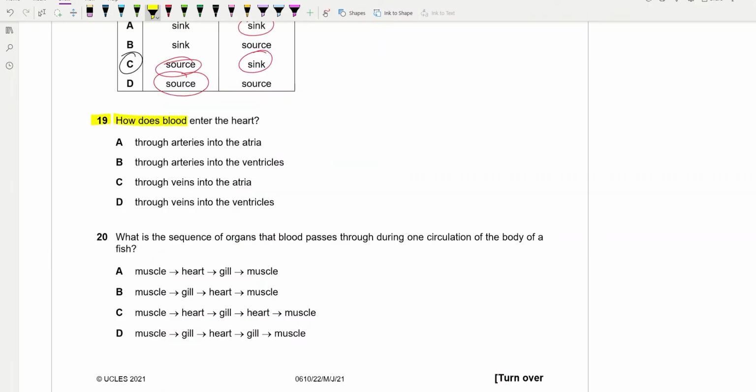Question number 19. How does blood enter the heart? So, the blood enters through the veins into the atria. So, the correct option would be option C. Question number 20. What is the sequence of organs that blood passes through during one circulation of the body of a fish? So it goes through the muscles, then to the heart, the gill, and then to the muscle. So the correct option would be option A.